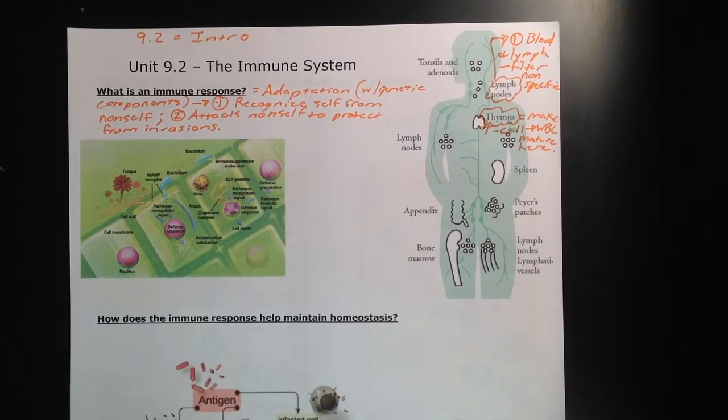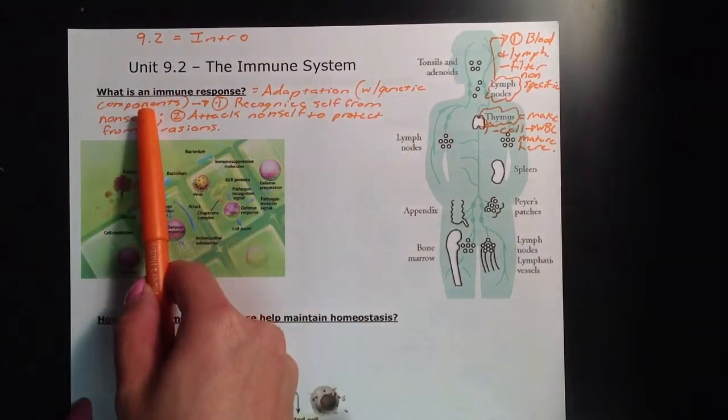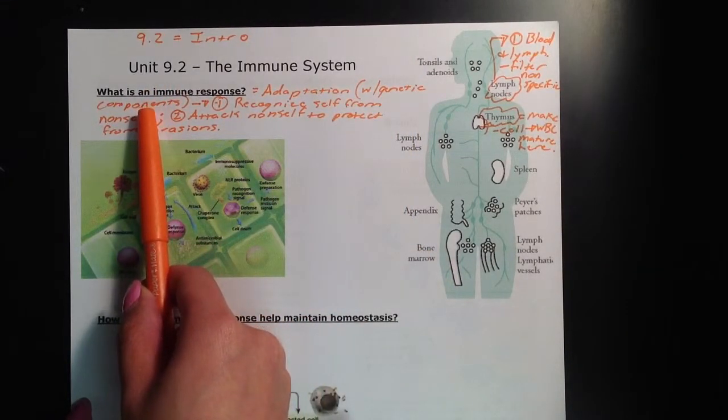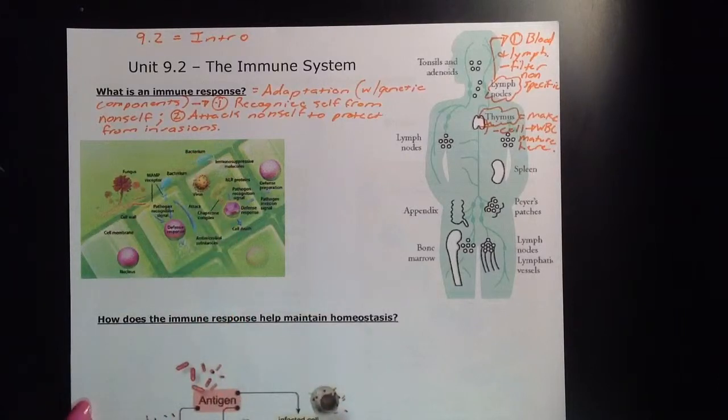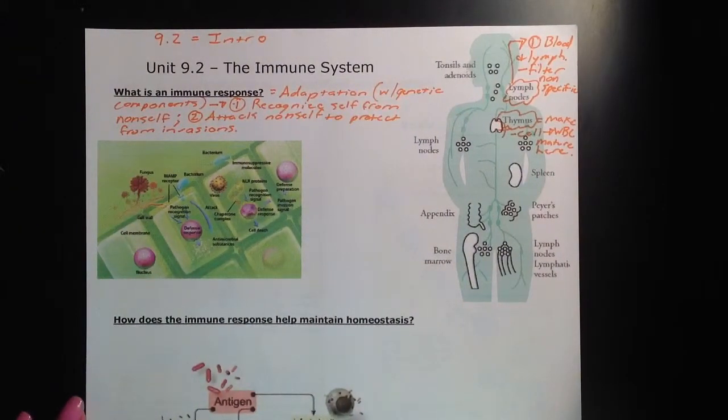So in Unit 9.2, we're just going to have an intro into the immune system. And you want to first think about what is an immune response. An immune response is going to be an adaptation. And as with any adaptation, this has some genetic components to it, such as, one, being able to recognize self from non-self. What are cells that belong in the organism? What do not belong in the organism?